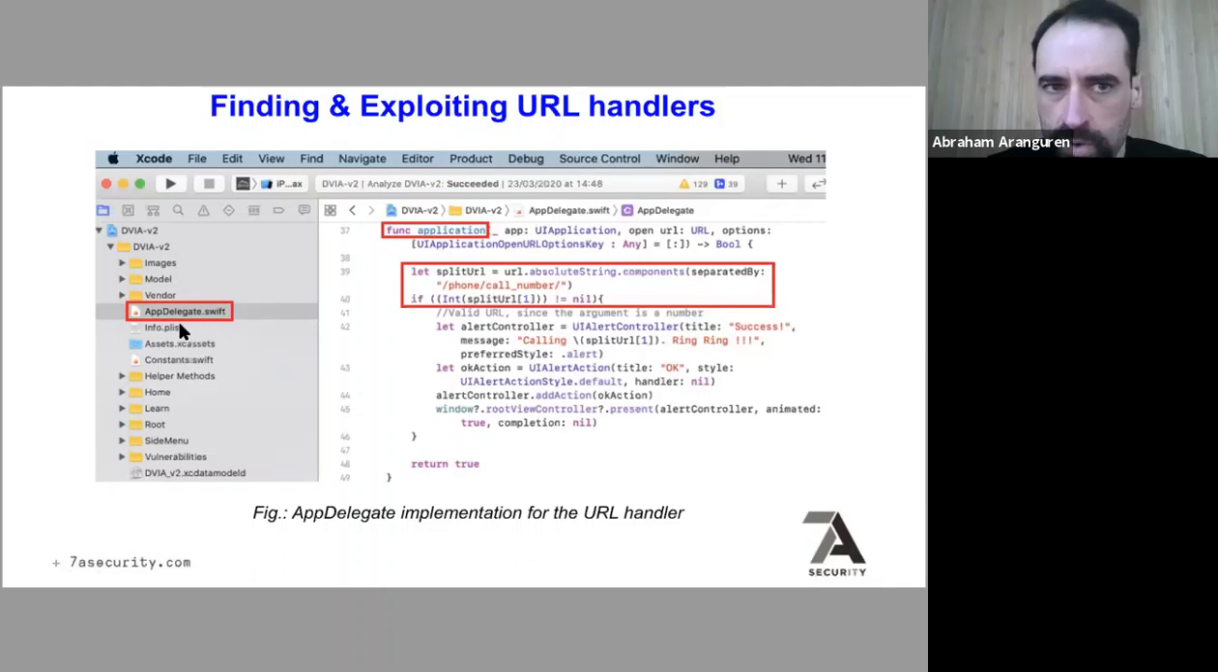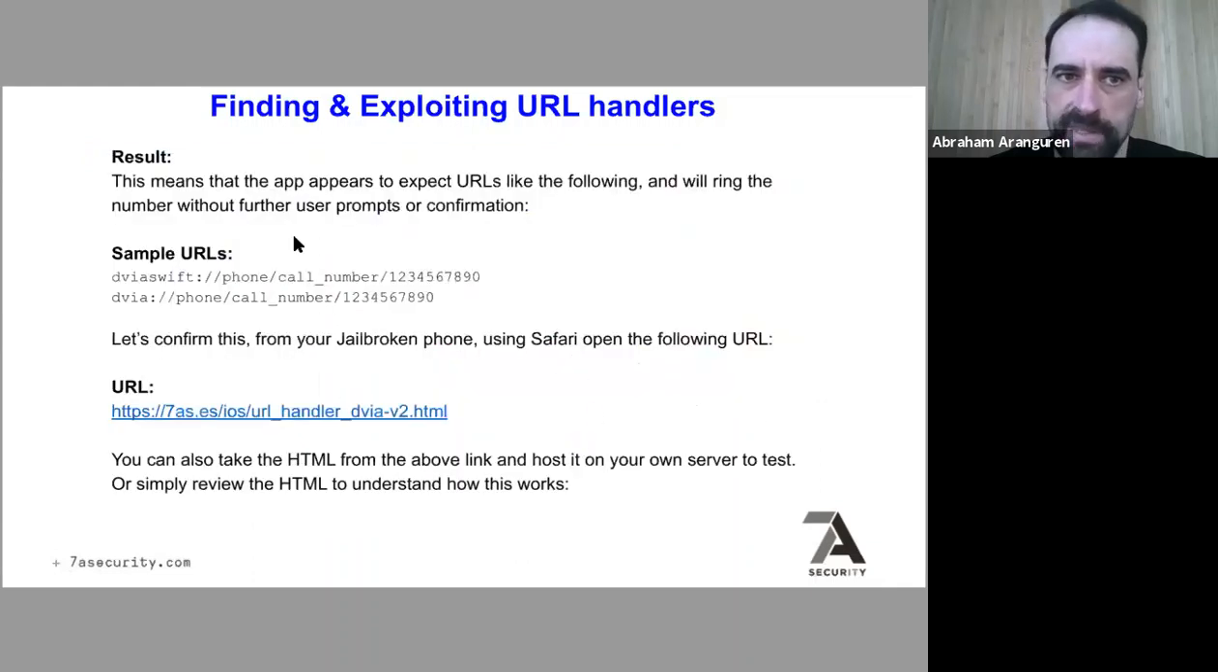So if you go to appdelegate.swift, you have to, again, look at the function application and here you can see the split URL logic and the casting to integer, right? So basically the same thing. So these are the sample URLs that we now know based on looking at the Info.plist first and then the source code, so we know they look like this, right? So to confirm this, you can go to this link.